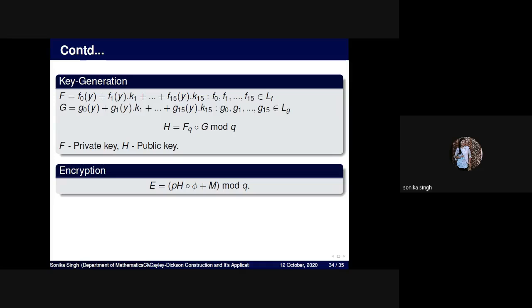After getting the public and private keys, we can do the encryption part. For encryption, M is our message sedenion, and phi is our random blinding sedenion. We can get E by pH of phi plus M mod Q.